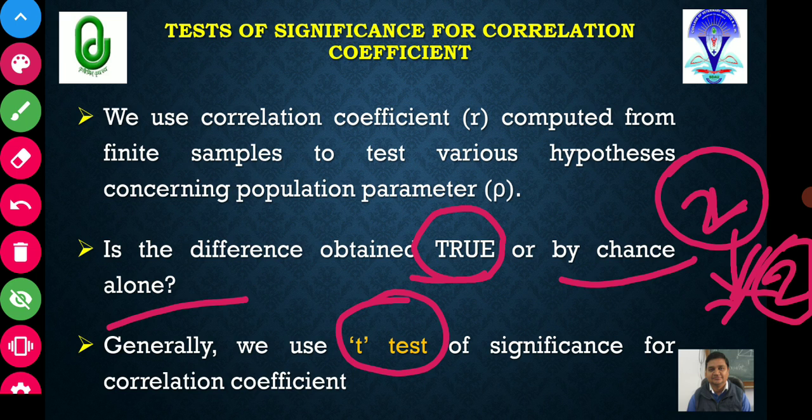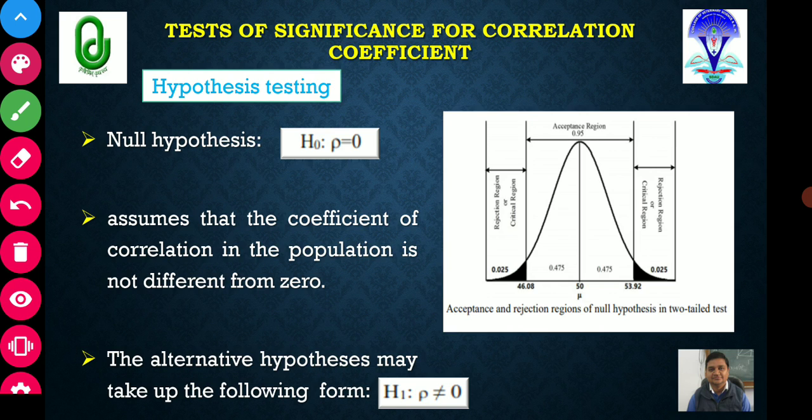The t-test we will be studying further in later classes also, but here you have to test the significance of the correlation coefficient with the t-test. Okay, so we will see how to test the correlation coefficient, and when we study the t-test in test of significance, then it will be clearer to you. So this is the test of significance.